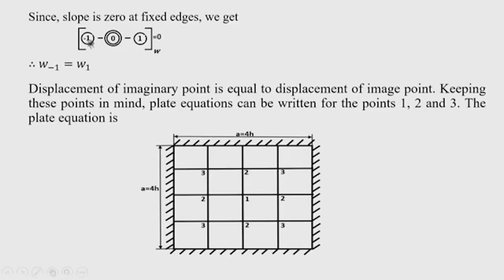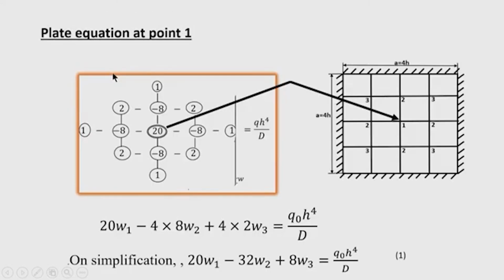Now, since the slope is 0, we get W minus 1 equal to W 1. That relation has to be valid from the viewpoint of boundary condition. First we number the nodes. Because of symmetry, if this is the center point, it is numbered as 1. These are the points of symmetry, 2, 2, 2 and 2, where the W values are equal. These are also symmetry points, 3, 3 and here 3 and 3.